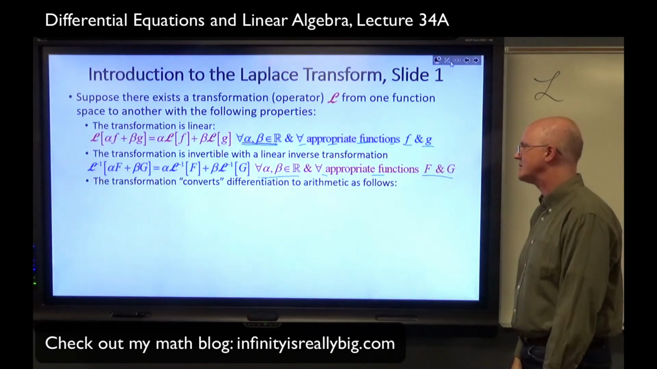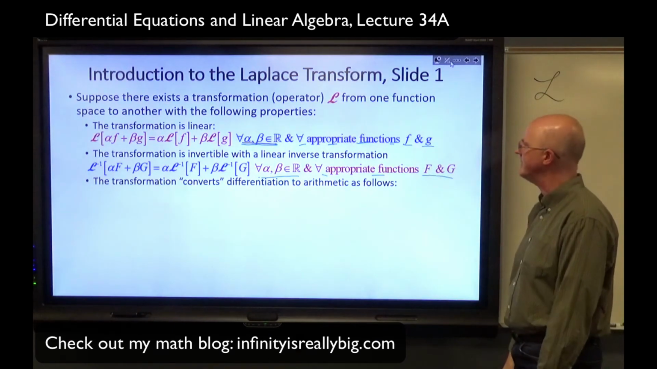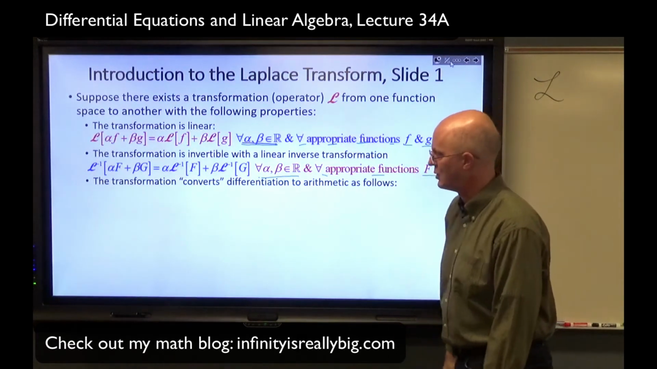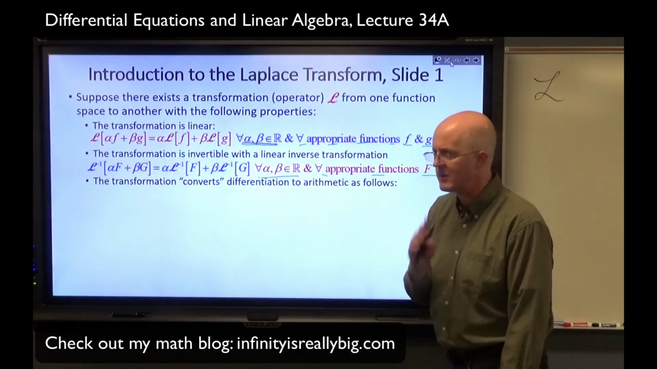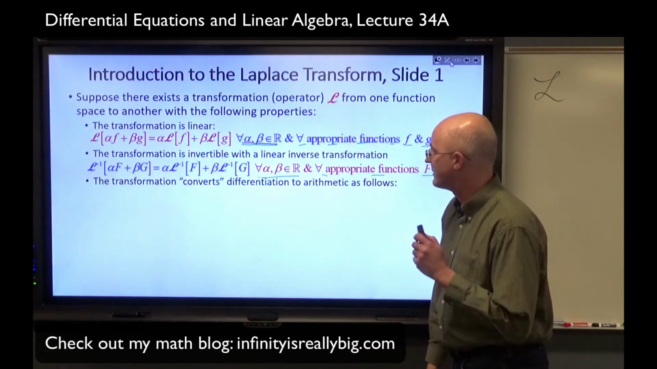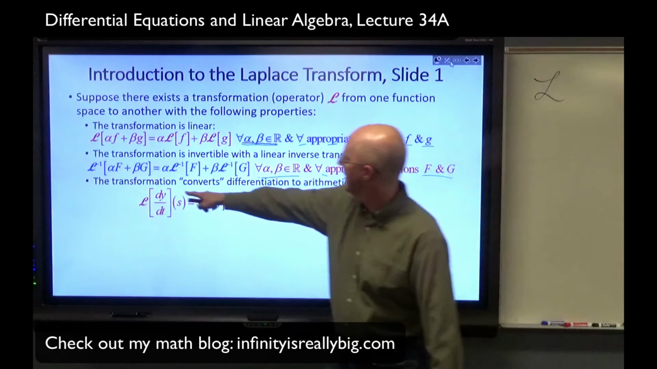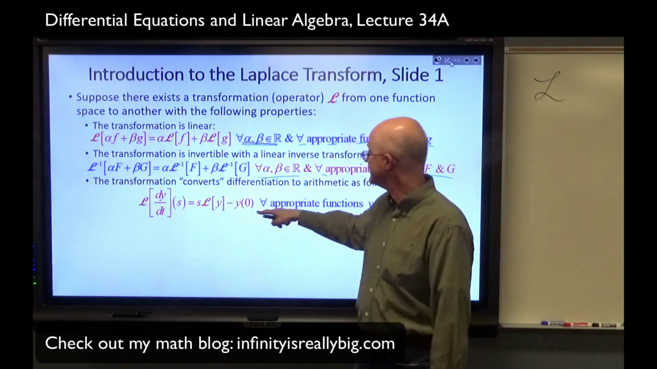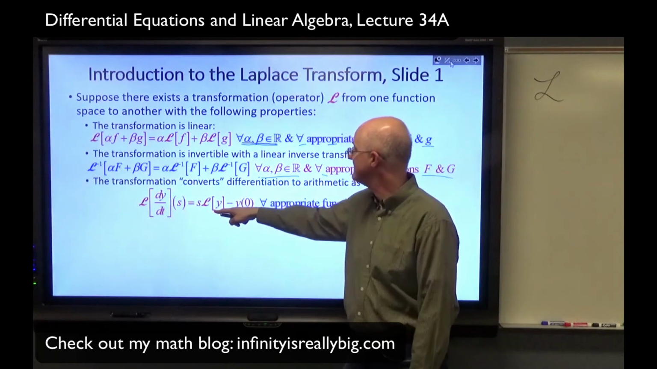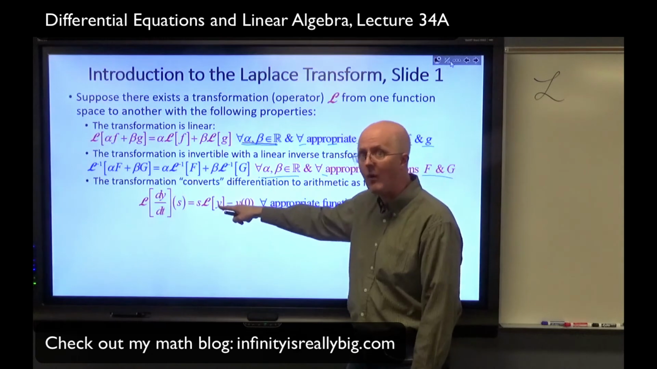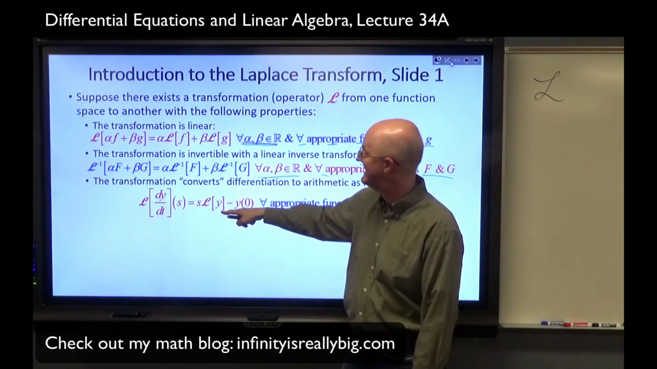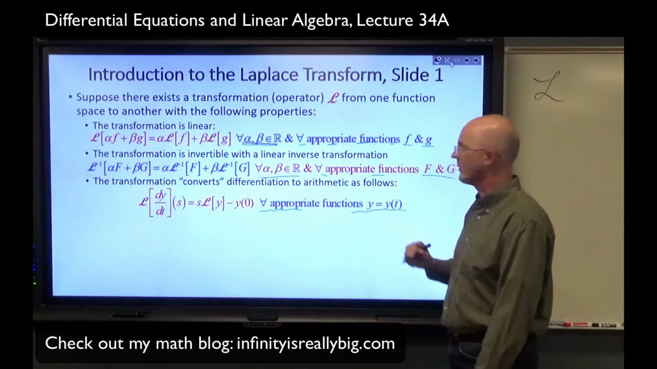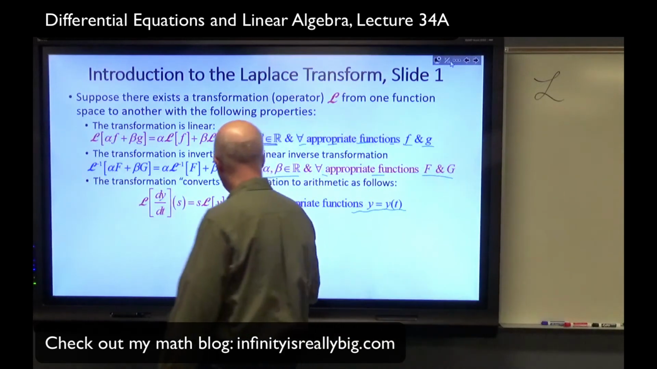I also want, it turns out, the transformation to convert differentiation to arithmetic. Algebra, you might say, as follows, according to a very particular rule. This rule is very particular, kind of strange. The Laplace transform of the derivative of a function of t is a function of s whose formula is this: s times the Laplace transform of y itself, y is a function of t, I'm not putting the t in there explicitly, minus y of 0, the function evaluated at 0. For all appropriate functions y equals y of t. What a weird thing to do.